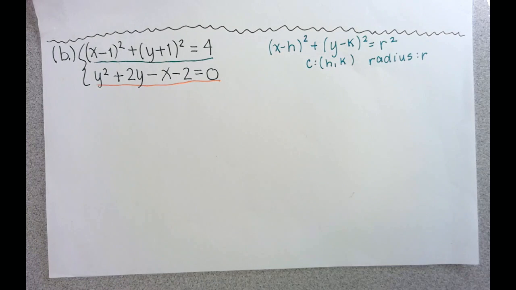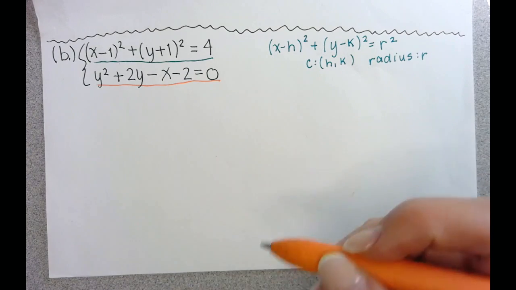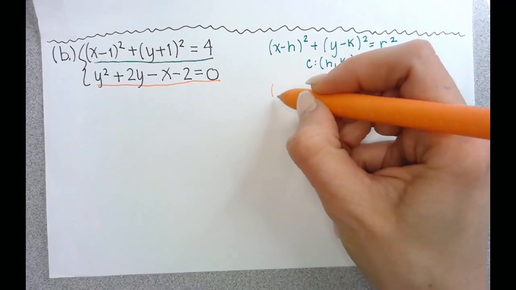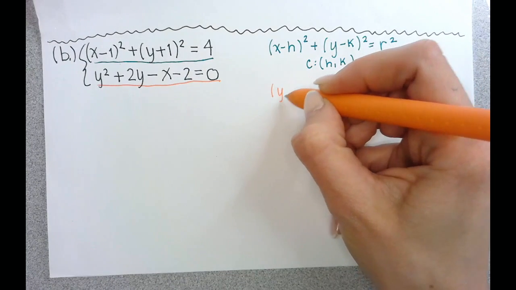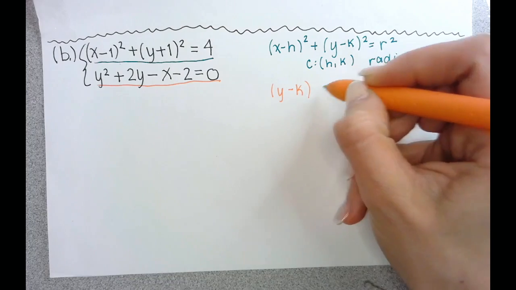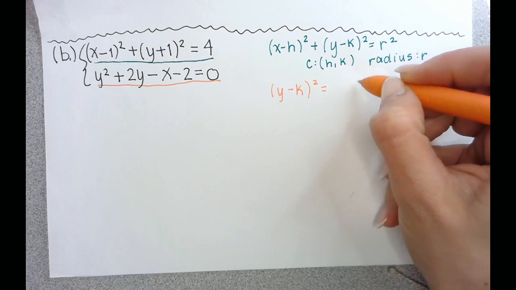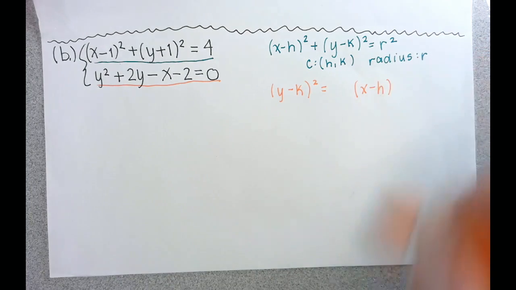Since y is being squared, this is a parabola opening in the horizontal direction. It has an axis of symmetry that runs horizontal. So how can you describe this formula, this vertex form? It would look a little bit like this. Y minus k squared equals, you'll have x minus h on the other side of the equal sign.